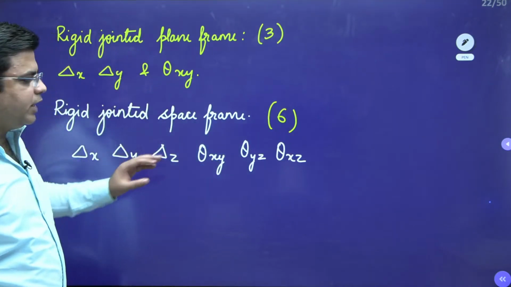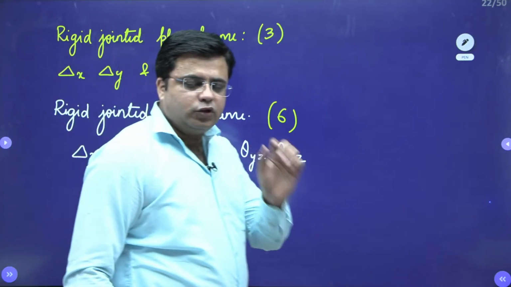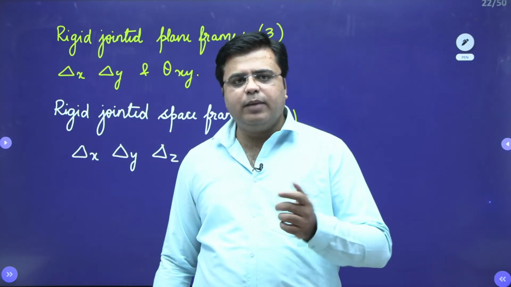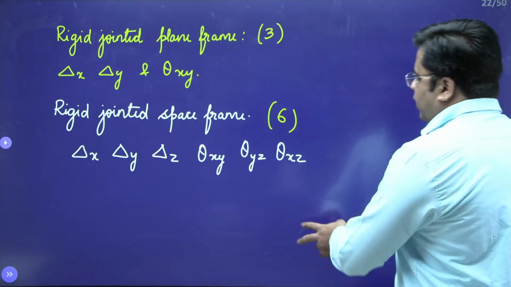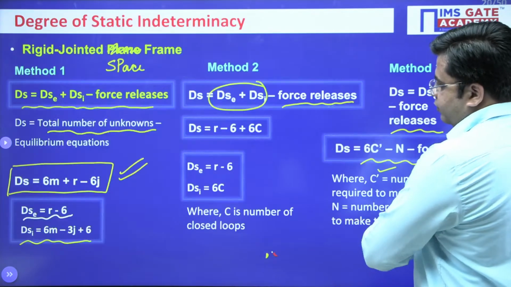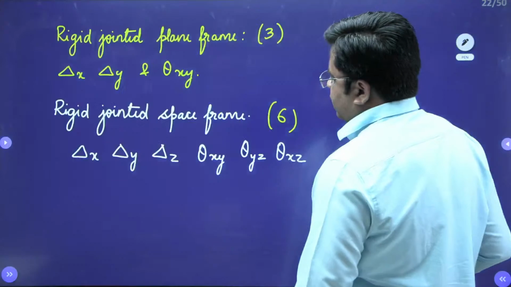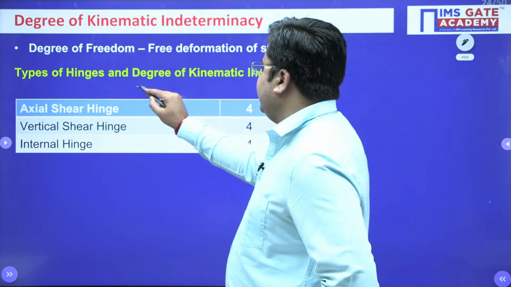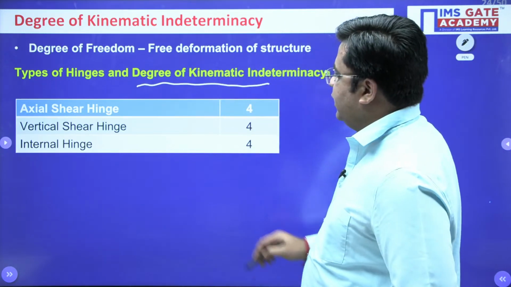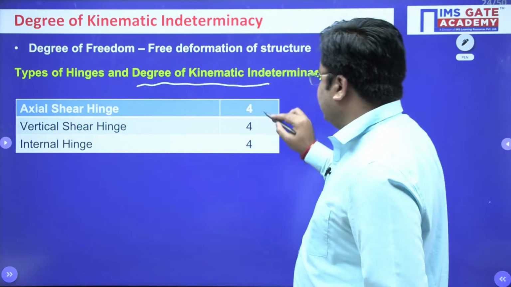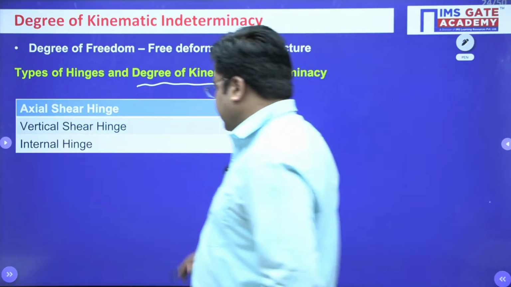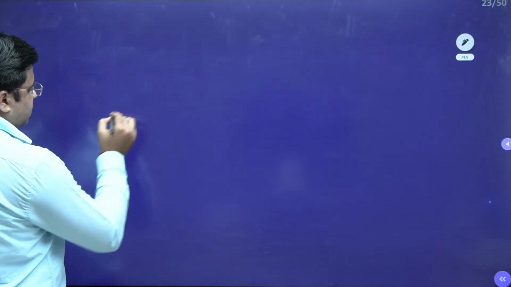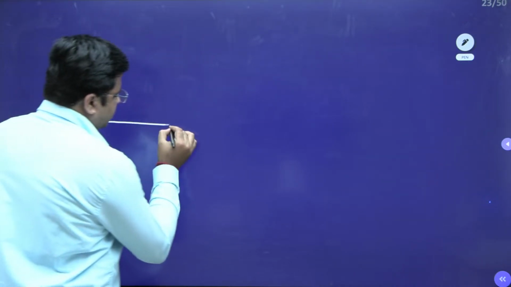So keep a check on the type of joint that is there. First is the type of support, second is the type of joint that is present. Okay, moving on with this. Next is your type of hinges and the degree of kinematic indeterminacy. First one is your axial shear hinge, right? Understand this very carefully. When I talk about axial shear hinge, so this is my axial shear hinge.